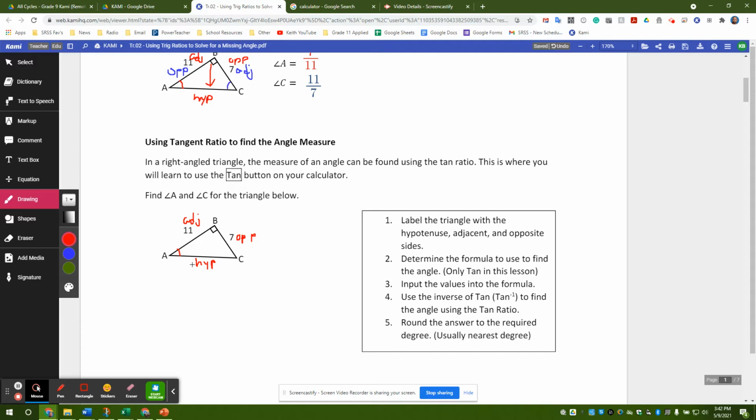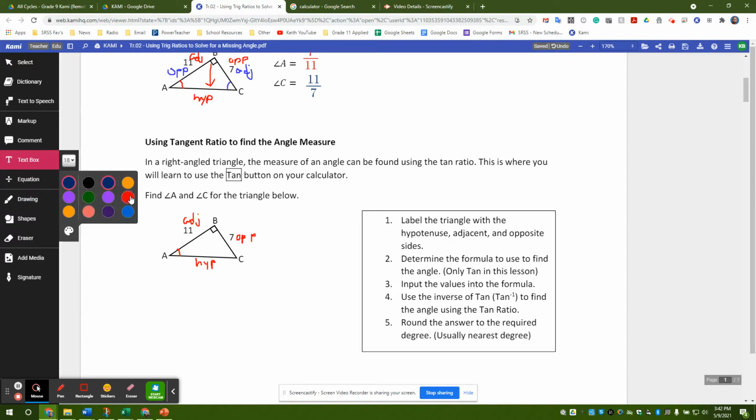The next thing, number 2, states that we need to determine the formula we're going to use for this angle. What we're actually trying to do is figure out which ratio we're going to use to try to find the angle. In this case, it's going to be tan. The reason it's going to be tan is because we know the adjacent and the opposite sides. So we know the adjacent and opposite sides. That means we're going to use tan, all based on the sides that we know.